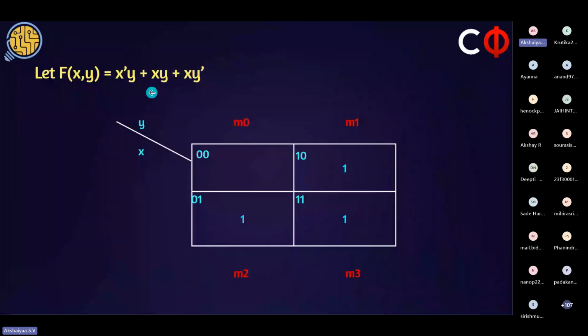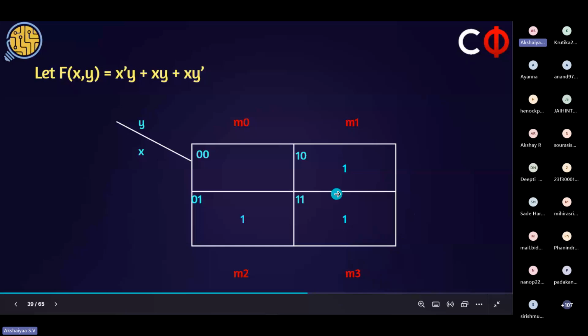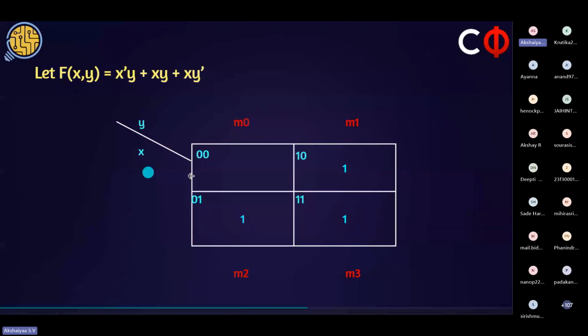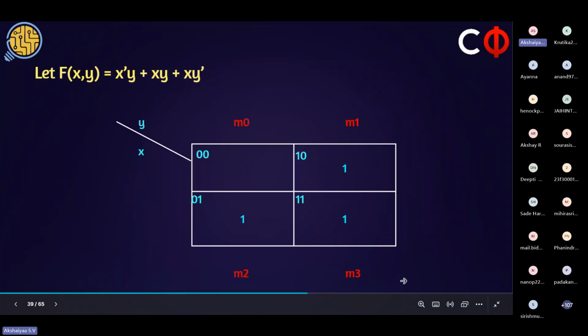So you might be wondering, what are m0, m1, m2 and m3? It is just another way of calling terms. Instead of calling it x prime y prime, I can call it m0. That's it. And instead of calling it xy, y x prime or something like that, I can always call it m1, m2, m3. That is another simplified way of writing it.